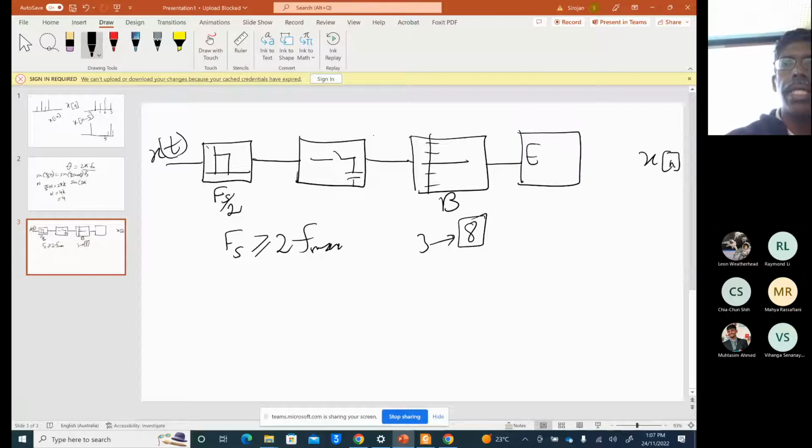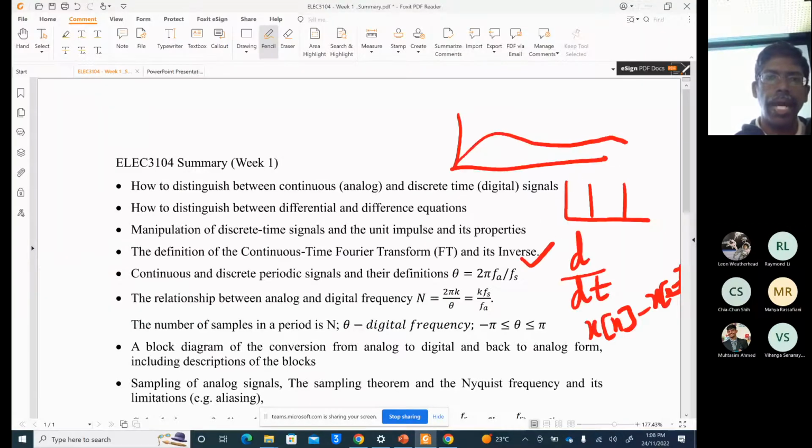So the last block is encoding. Encoding means for each level you assign a bit sequence. So x[n] will be just a bit sequence. That is the block diagram representation of analog to digital conversion. Then, sampling of analog signals, the Nyquist sampling theorem and its limitations.